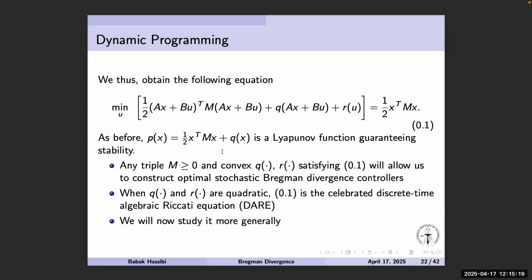And so here's, I don't know why this number is 0.1, but this is like the key equation. This is what we have to solve. Basically, if you give me a triple, a positive M, and convex functions Q and R that satisfy this, we'll have an optimal stochastic Bregman divergence control. I'll show you this in a second. As I said, this is a generalization of the Riccati equation.